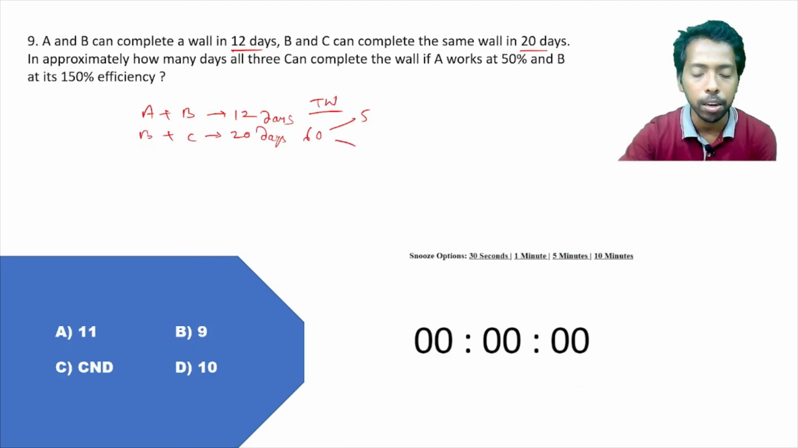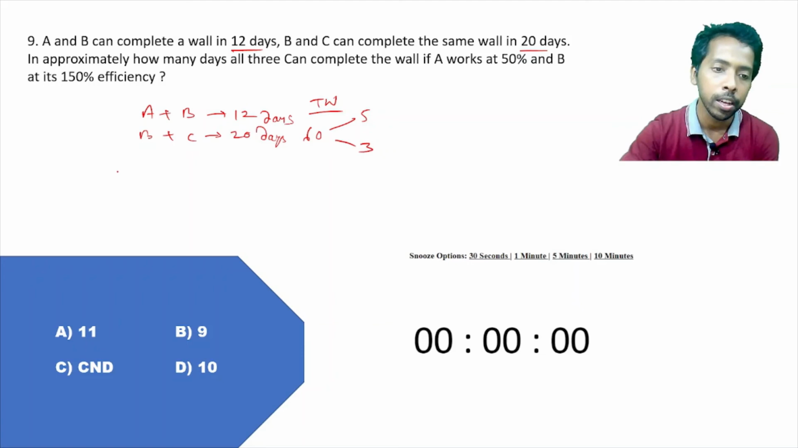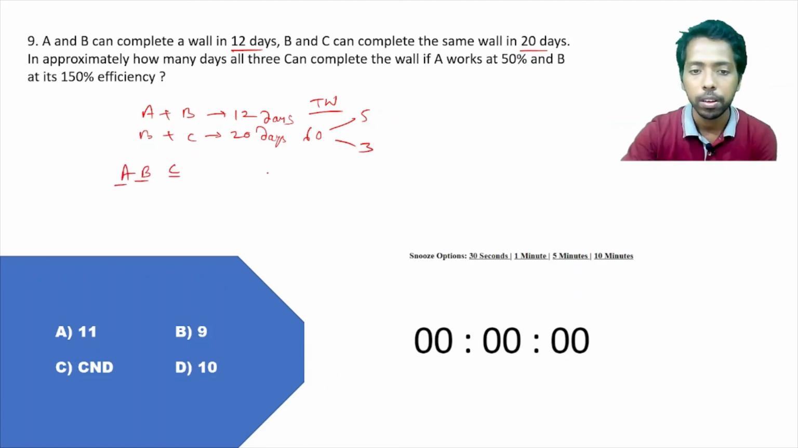Now this is the total work. Now what's the combined efficiency of A and B? That is 5. Combined efficiency of B and C, that is 3. Now can you find out the efficiency of A, B, C individually? Let's try it. If C is 1, B is 2, A is 3. Now just try to put these values and check whether this efficiency is matching here or not. A plus B, that is 3 plus 2, 5. B plus C, 2 plus 1, that is 3.